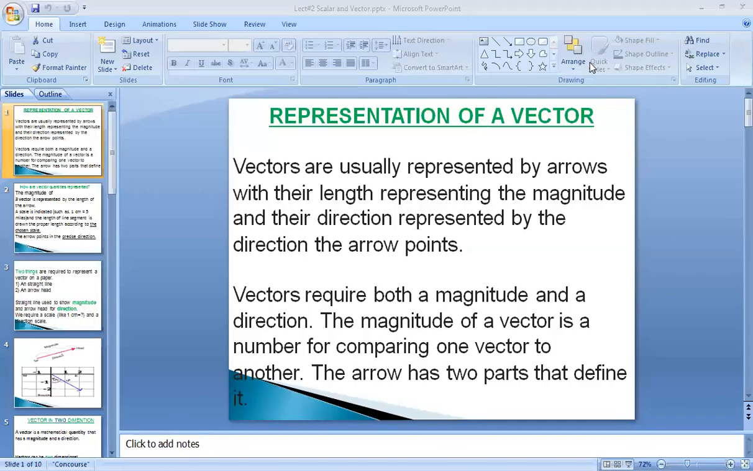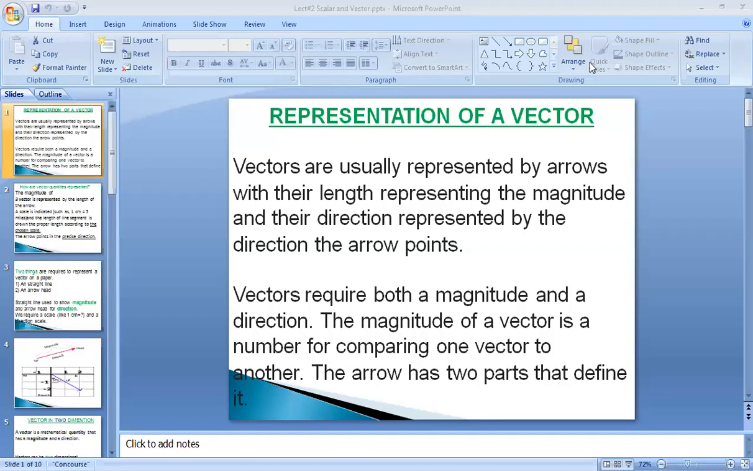Students, this is first year physics, chapter 2, scalar and vector quantities. In the last lecture, we discussed in detail the scalar and vector quantities. Now, in this lecture, I'm going to explain the representation of a vector.